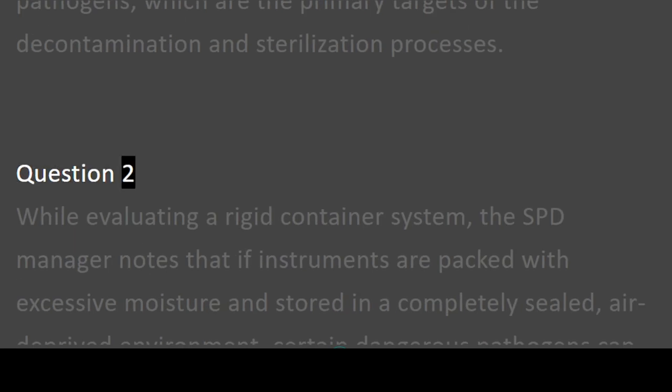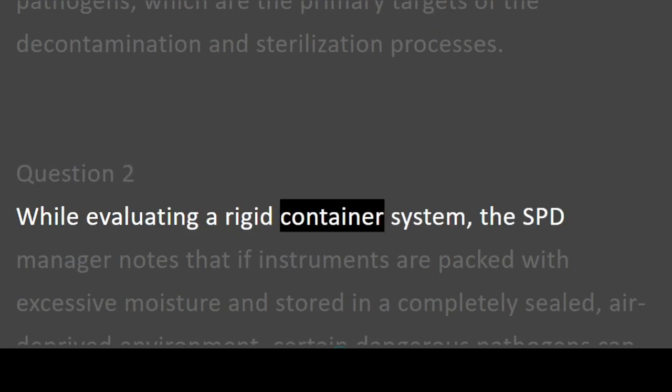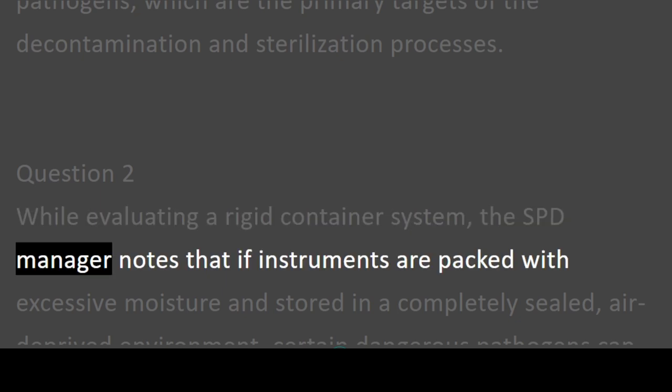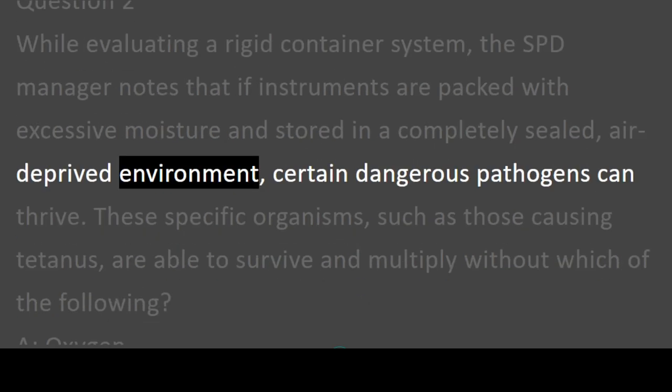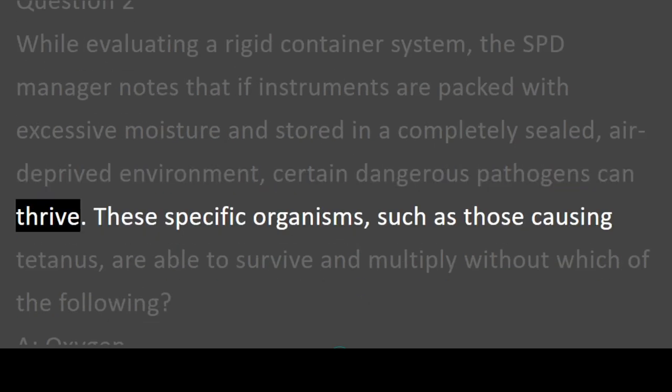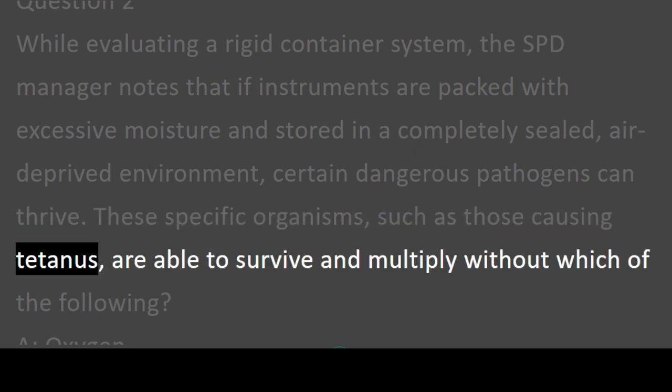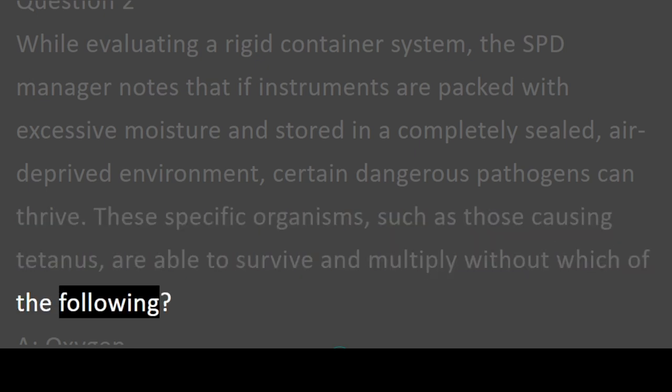Question 2. While evaluating a rigid container system, the SPD manager notes that if instruments are packed with excessive moisture and stored in a completely sealed, air-deprived environment, certain dangerous pathogens can thrive. These specific organisms, such as those causing tetanus, are able to survive and multiply without which of the following?